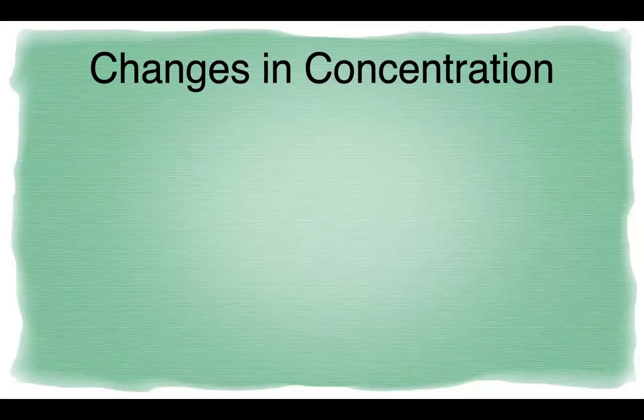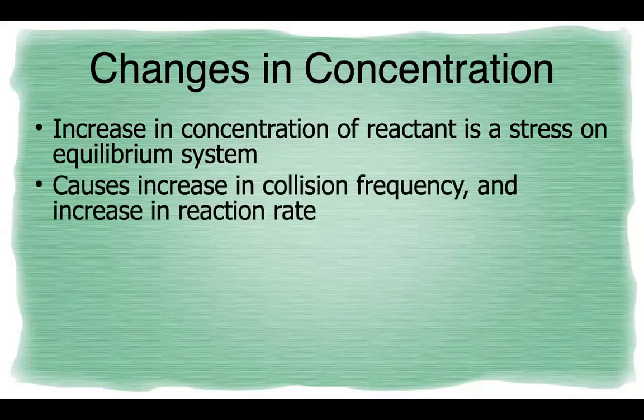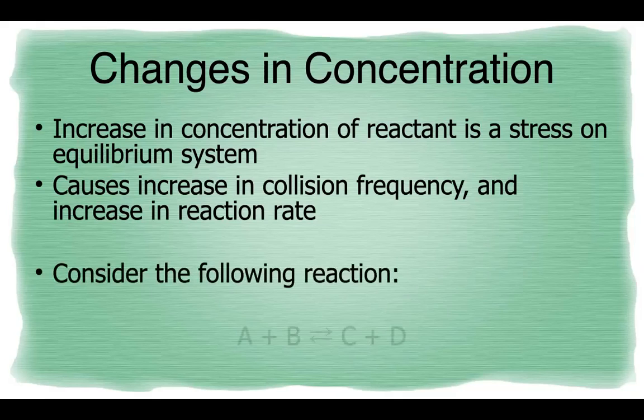Now, I mentioned there were 3 factors that affect equilibrium. We've already dealt with pressure, now concentration, which I just kind of touched on as well. Increasing or decreasing concentration of a reactant is also a stress on equilibrium. If we increase the concentration of reactant, as an example, this is going to cause an increase in collision frequency and therefore reaction rate. So let's just consider a general reaction. A plus B yields C plus D, which is reversible.